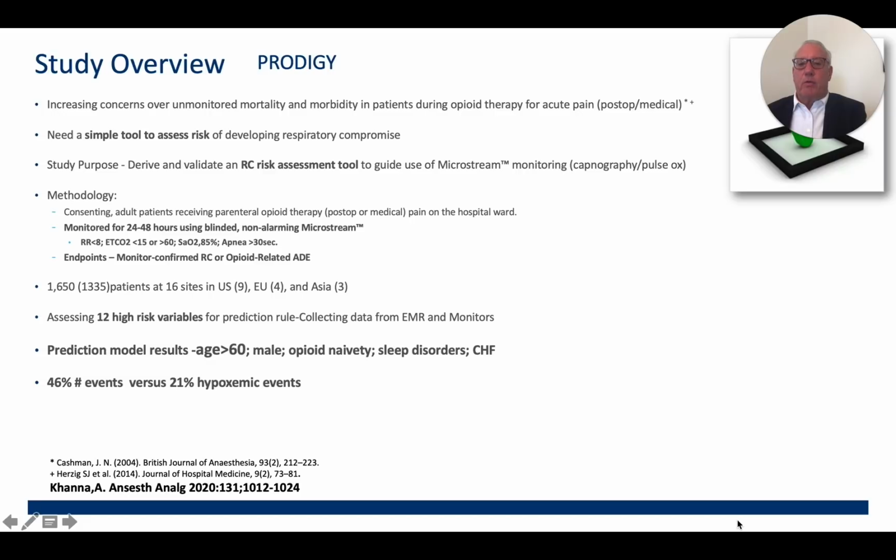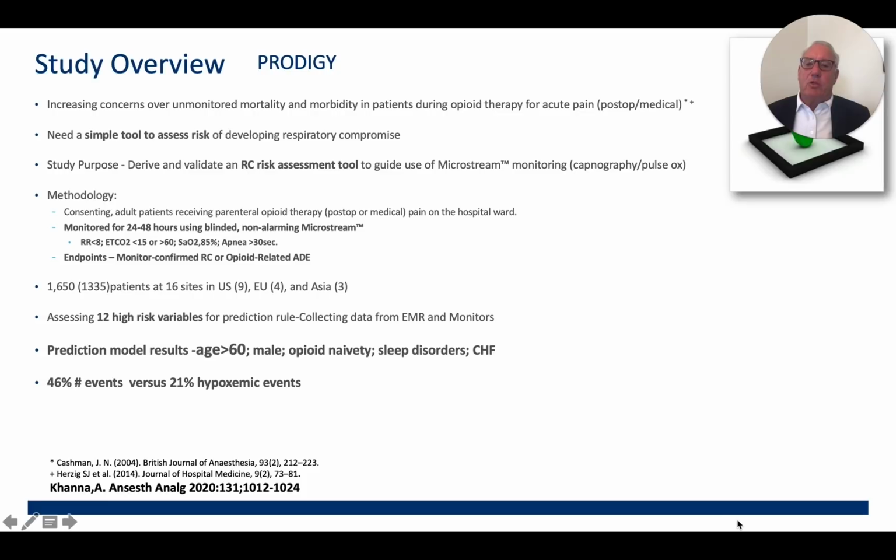They had a number of endpoints that they were watching for: reduced respiratory rate, a high or low end-tidal CO2, significant oxygen desaturation, or apnea greater than 30 seconds. And then they monitored to confirm respiratory compromise or opioid-related problems. They were initially going to do 1,650 patients in 16 sites. It turned out to be about 1,335.